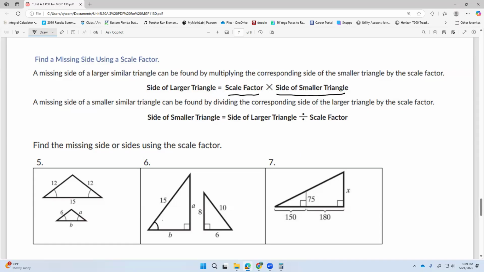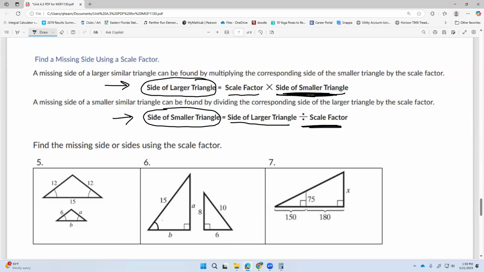That makes sense, right? Because the triangle is larger, you have to multiply the smaller triangle by the scale factor to get a bigger number. On the other hand, if you're trying to find the side of a smaller triangle and you know the side of the larger triangle, you need to make it smaller by dividing by the scale factor. So there's two scenarios. The first one is where you're trying to find the side of the larger. So you know the smaller one, you need to make it bigger by multiplying. The second is you're looking for the side of the smaller, so you need to take the known larger side and divide it to make it smaller.